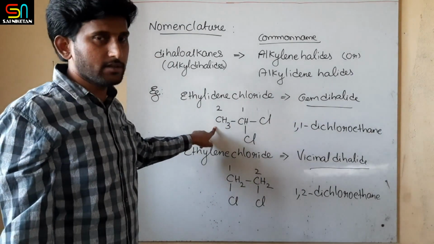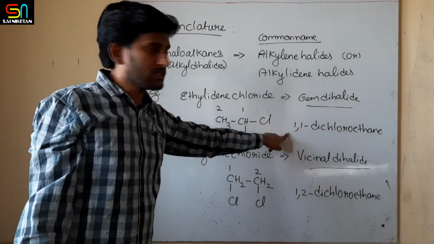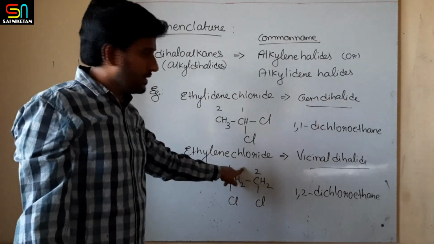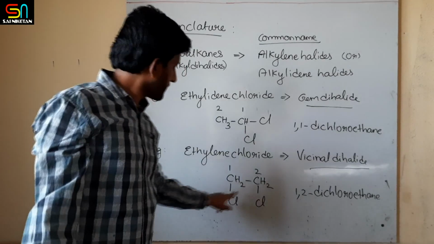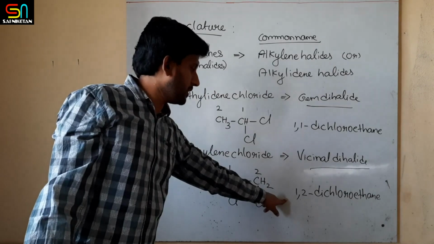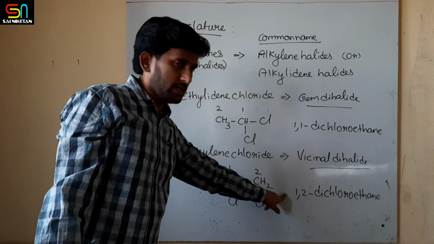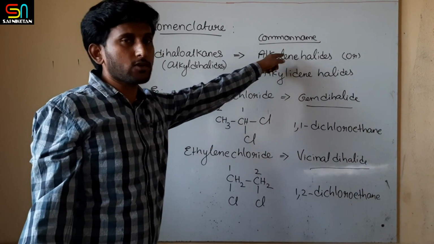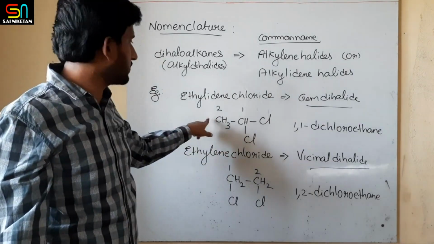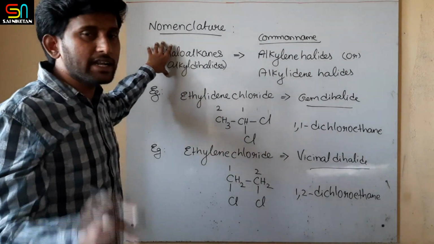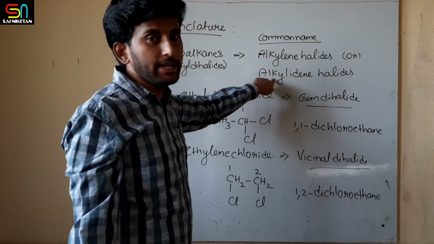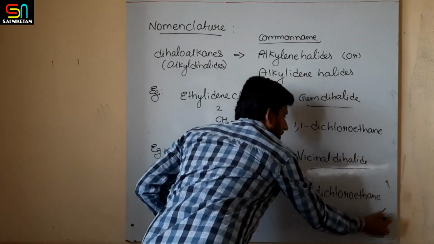This is the structure of the compound, and the IUPAC name is 1,1-dichloroethane. And ethylene chloride is an example of vicinal dihalide. So I have written two chlorines adjacent to each other, and the IUPAC name will be 1,2-dichloroethane. So you should never be confused by this common name. Here it contains ene, so you may think that it consists of a double bond, but that will be wrong. So commonly alkyl dihalides have these common names, alkylene halides or alkylidene halides. Okay, so we continue with the next example.